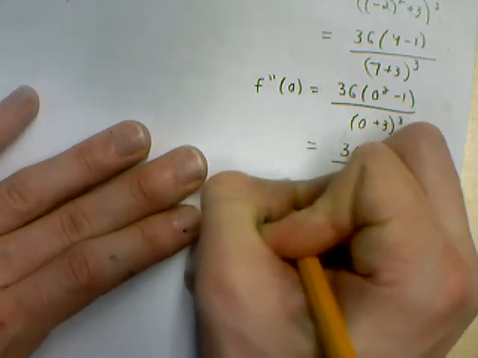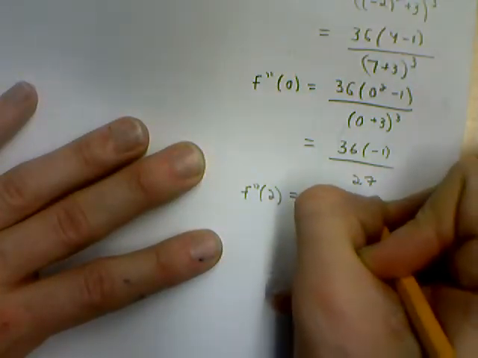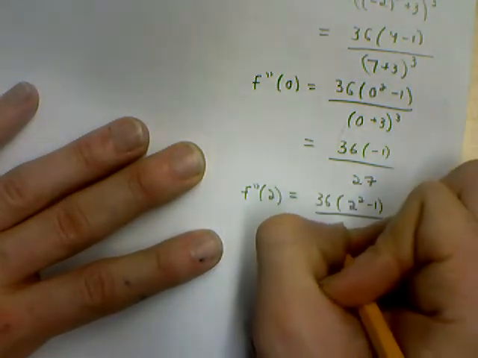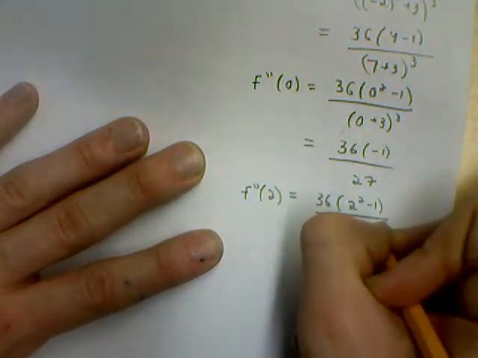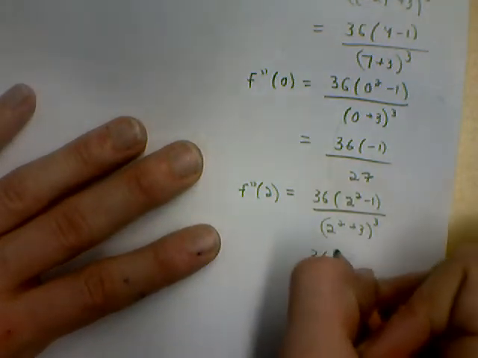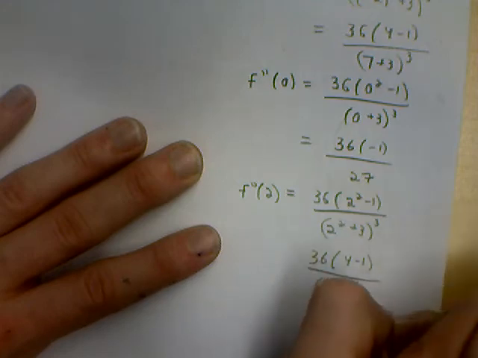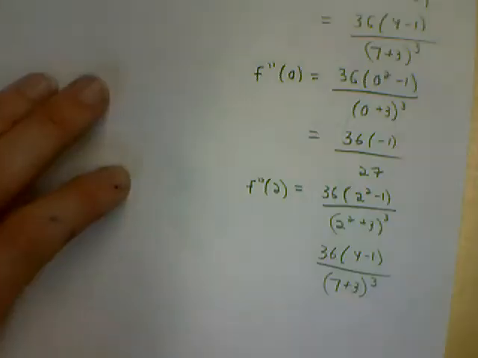2. 36 times 2 squared minus 1 over 2 squared plus 3, that quantity cubed. That's going to give us 36 times 4 minus 1 over 7 plus 3 cubed, and I'm still going to get a positive.